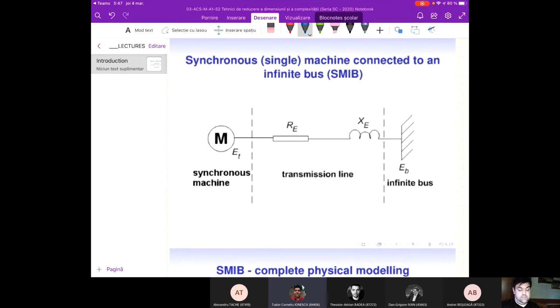Another interesting model that we have here is the model of a synchronous machine connected to an infinite bus. This is a power systems model. This synchronous machine is generating power, going through a transmission line towards the rest of the world, essentially to the power grid to which it is interconnected. So this is one machine in the whole power grid, and we are trying to model this machine interconnected to the entire power grid.